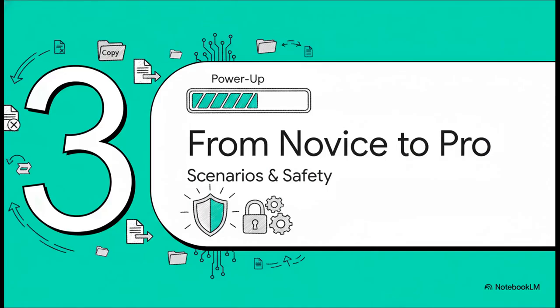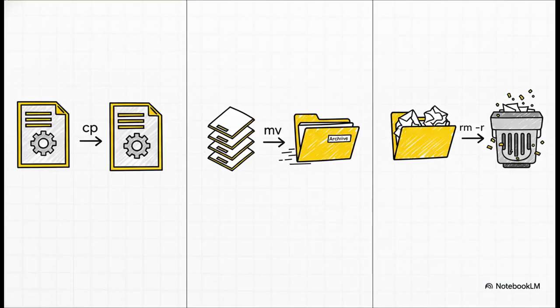So we've got the commands, we've got the power-ups. Now let's put it all together and see how this stuff is actually used in the real world, and more importantly, how to do it safely. These are the kind of tasks you'll do all the time. Say you need to edit a critical system file. First thing you do, use CP to make a quick backup copy. Smart. Or maybe you want to clean up your log files. You just use MV to shuffle them into an archive folder. And when a project is totally done, you can clean up everything with RM -R. This is the stuff that becomes second nature.